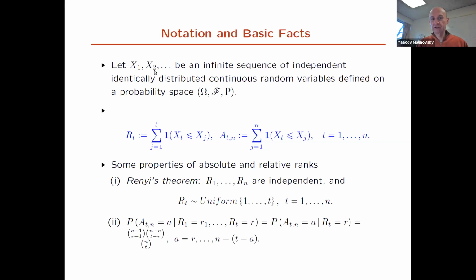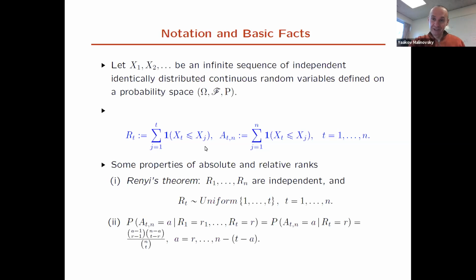Now, suppose X1, X2, and so on, is an infinite sequence of independent identically distributed random variables defined on some probability space. Now, the relative rank R_t is the sum of indicator functions that X_t is less than or equal to X_j.